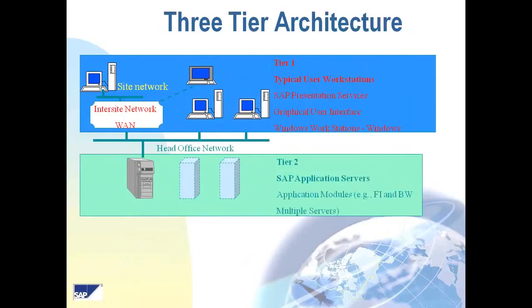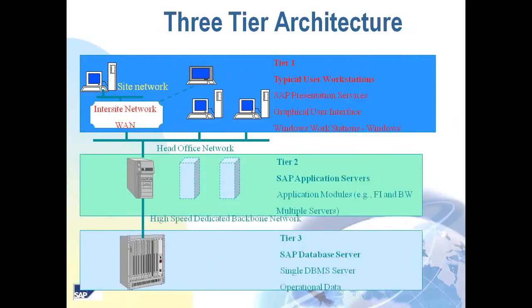So there is tier 2, that is the application servers, where we are maintaining all the application modules such as FI and others. Okay, so where the programs or applications are also going to be integrated. So there is a database server, that is the third tier of the architecture. Here we are maintaining the DBMS, database management system services.